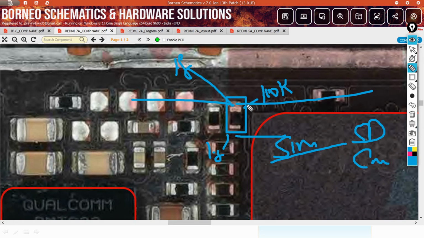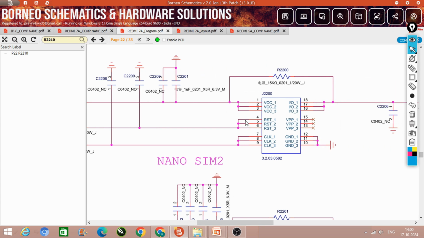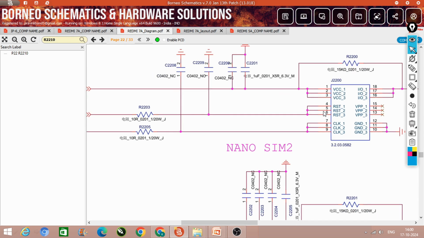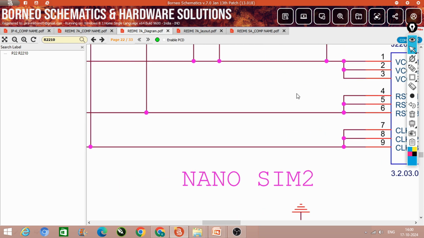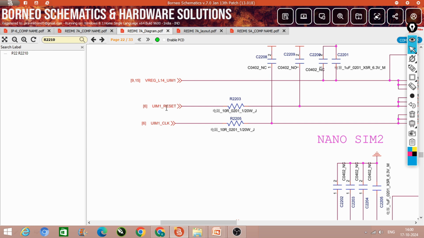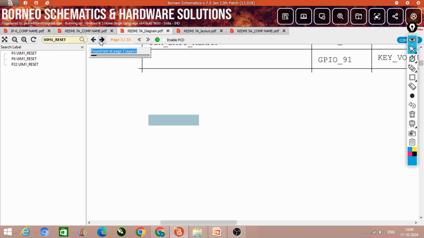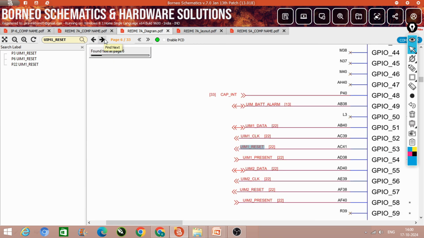How to check, right? Same, the 6 pins from SIM 1, right? Now first we start with the reset, right? 4, 5, 6, these pins are connecting together, now with a 10 ohm resistance. Now this line goes to the UIM reset GPIO. What is GPIO? General purpose input output, or master IC pin number AC.